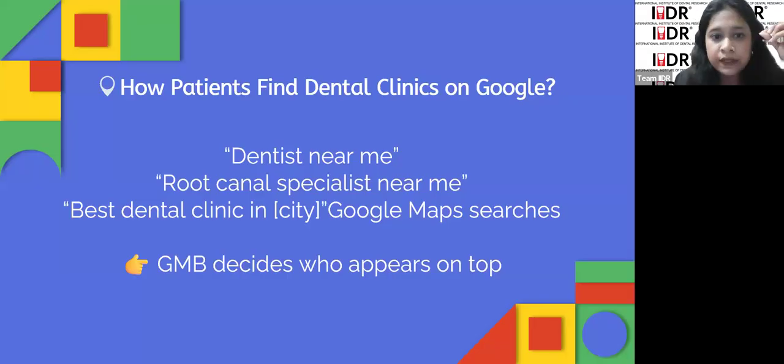It shows local listings. So when a patient searches, Google My Business determines which clinics are shown, the order in which they appear, and who gets the call or direction request. Not enough. Your Google My Business should be optimized because it is very important.